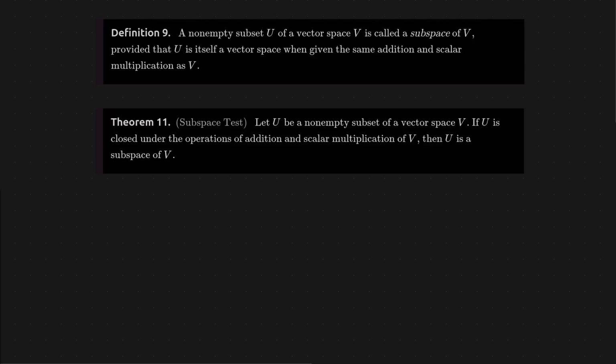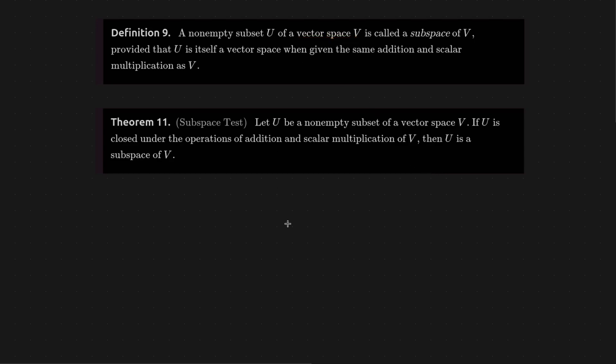Previously, we learned that traditional vector spaces can have subspaces. That's true for abstract vector spaces also. And the way we test if a set is a subspace is exactly the same way that we test it for traditional vector spaces. Okay, so let's review that. So say we have a non-empty subset U of a vector space V.